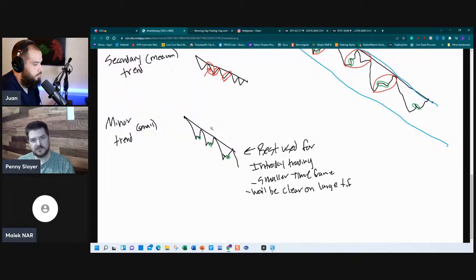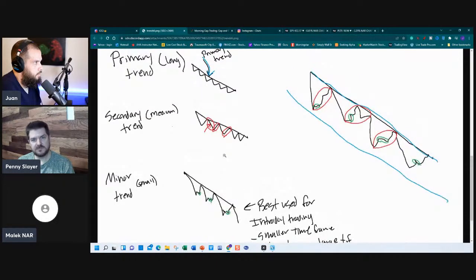That's where we go in for the intraday, right? We find it on the 1 minute, 5 minute. It's not going to be clear on the big time frame, but we want to understand where we are in the position of the stock in order to make the next move on the minor trend for the primary trend.